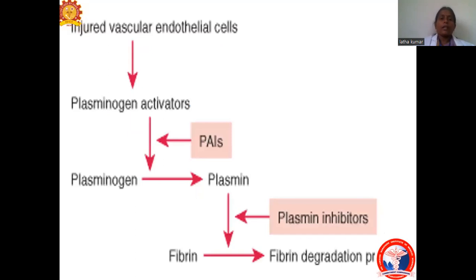Injured vascular endothelial cells release plasminogen activators. These plasminogen activators act on the plasminogen and convert that into plasmin. The plasmin acts on the fibrin and converts that into fibrin degradation products.